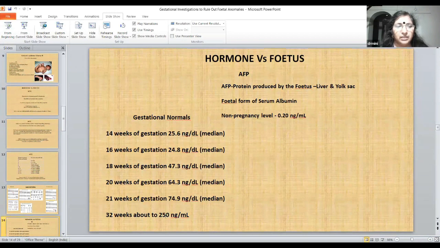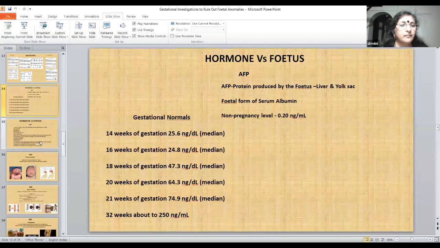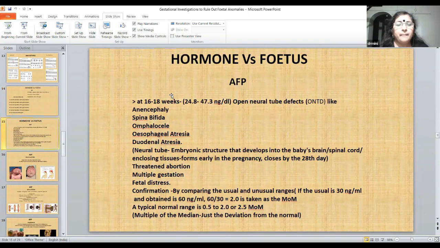This is the measurement in the mother's blood. At 14 weeks gestation, 2.5 to 25.6 nanogram, 16 weeks 24.8, 18 weeks 47.3, 20 weeks 64.3, and likewise. So I just mentioned it here. And AFP at 16 to 18 weeks, 24.8, that was described in the last slide, 24.8 to 47.3 nanogram per deciliter. If there is a change or a difference in this measurement, there will be open neural tube defects.